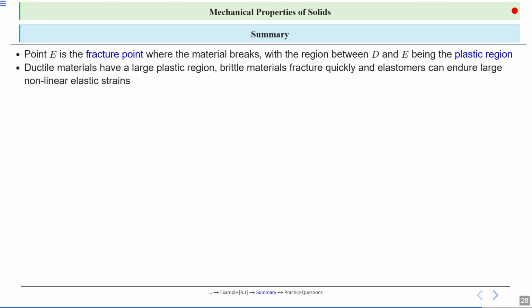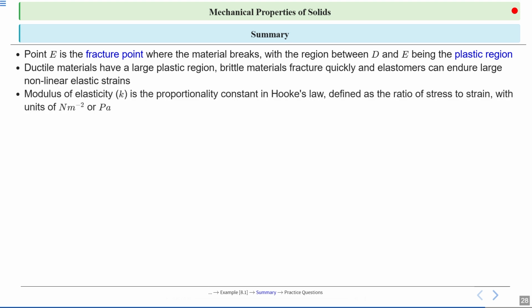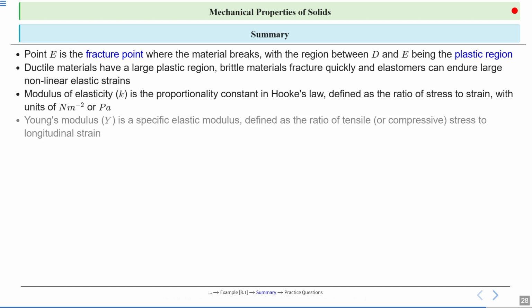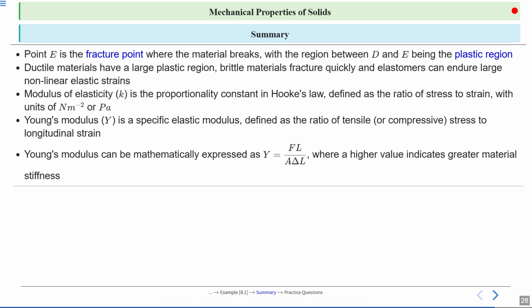Ductile materials have a large plastic region. Brittle materials fracture quickly, and elastomers can endure large nonlinear elastic strains. Modulus of elasticity K is the proportionality constant in Hooke's law, defined as the ratio of the stress to strain, with units of Newton per meter square or Pascal. Young's modulus is the specific elastic modulus defined as the ratio of tensile stress to the longitudinal strain. Young's modulus can be mathematically expressed as Y equals FL divided by A into delta L, where a higher value of Y indicates greater material stiffness.